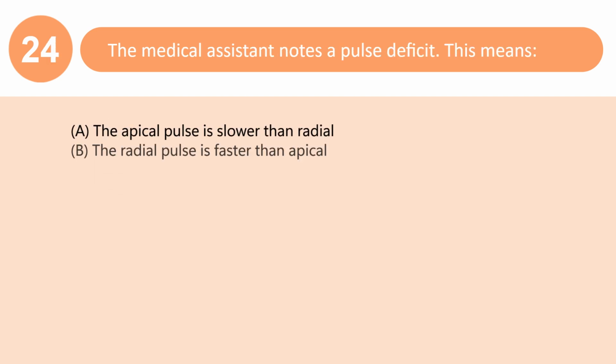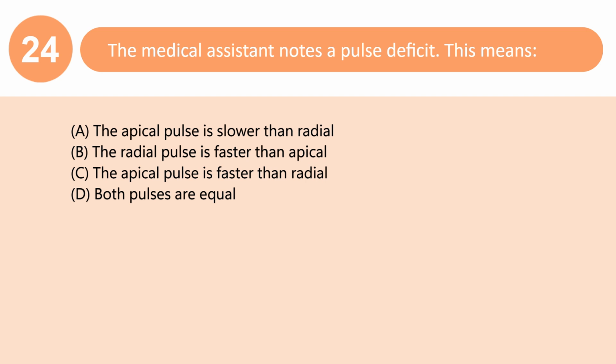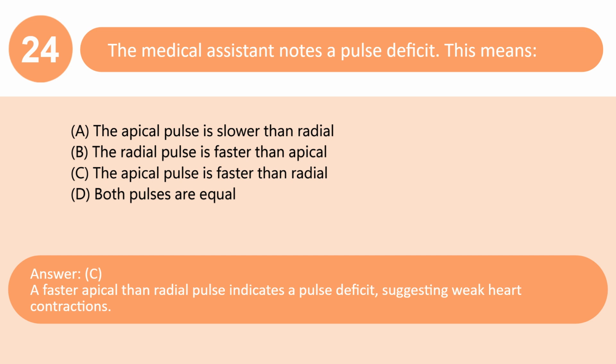The medical assistant notes a pulse deficit. This means: A. The apical pulse is slower than radial. B. The radial pulse is faster than apical. C. The apical pulse is faster than radial. D. Both pulses are equal. Answer C. A faster apical than radial pulse indicates a pulse deficit, suggesting weak heart contractions.